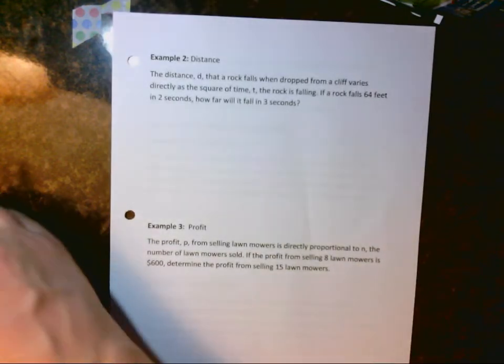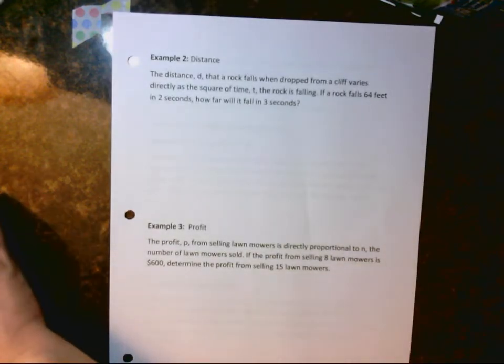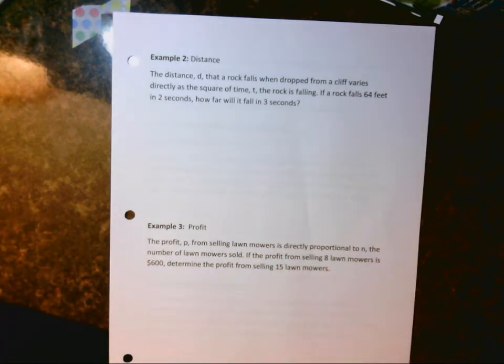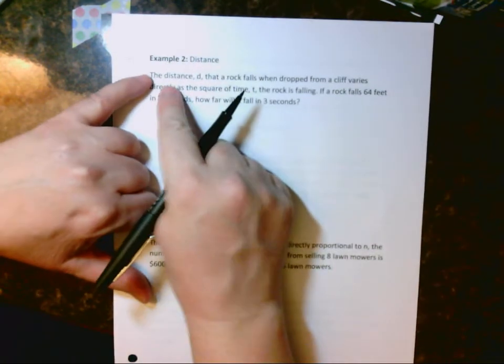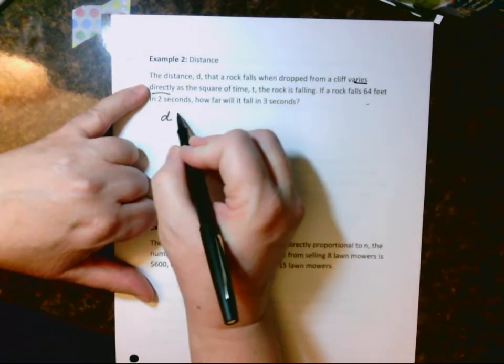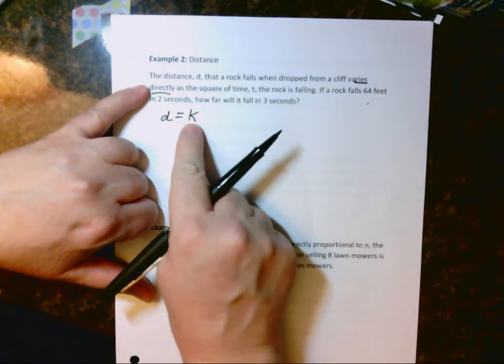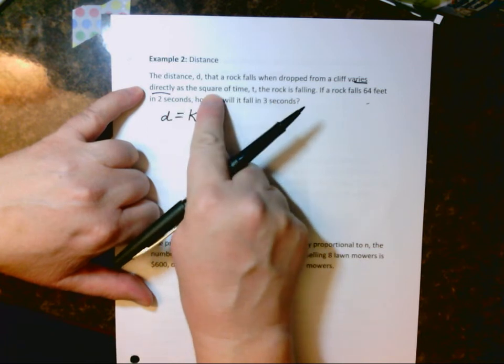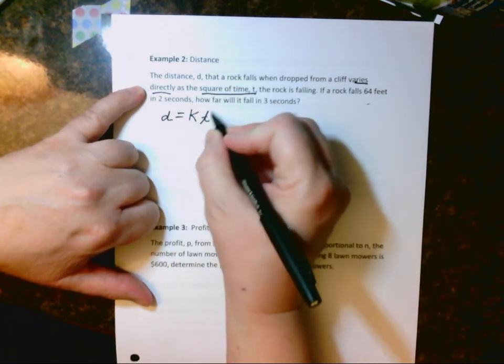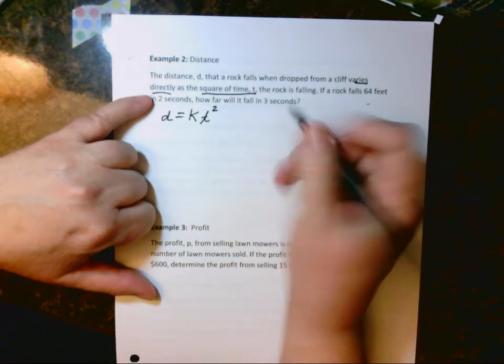Distance. The distance d that a rock falls when dropped from a cliff varies directly as the square of the time the rock is falling. If a rock falls 64 feet in 2 seconds, how far will it fall in 3 seconds? Same procedure. We begin with our equation. Distance varies directly, equal to a constant of proportionality times the square of time. So we don't just put time, but we put time squared.